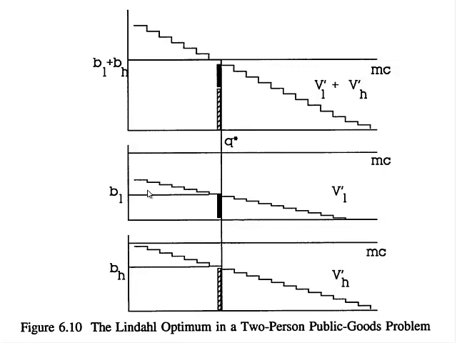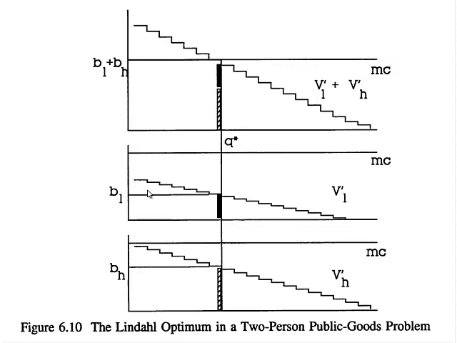If you add those up, then at that level Q star, the marginal benefit is equal to the cost. The marginal cost is taken to be constant, and it's just the straight line. So you see that independently, neither of these people is willing to buy the public good, because their entire demand curve lies below the cost.